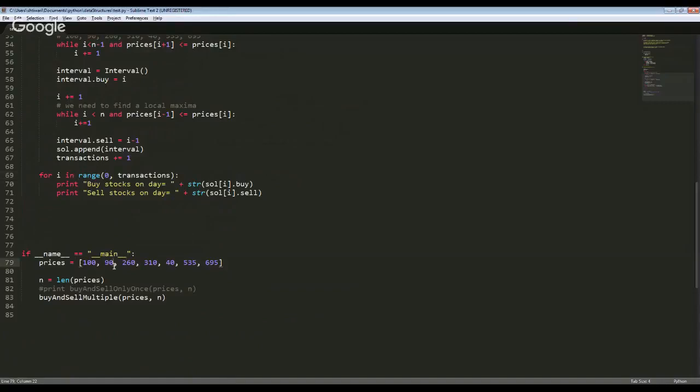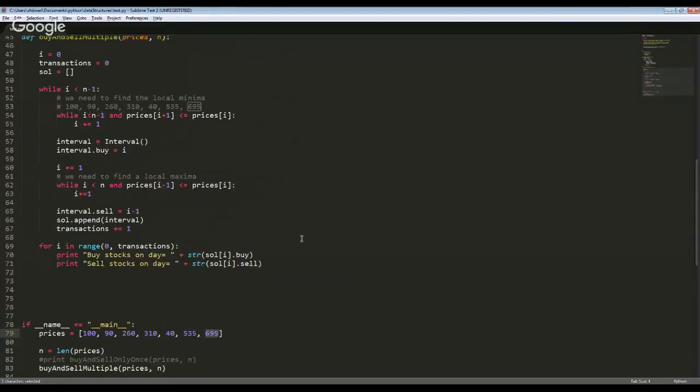So, okay, yeah. We buy stock on day 1, which is 90. Then we sell the stock on day 3, and then we again buy the stock on day 4, and then we again sell the stock on day 6. Right.